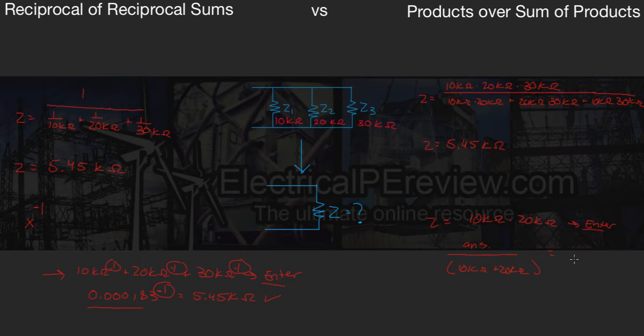And this would give us an answer of, it looks like 6.67 kiloohms. And we're going to do it the other way just to prove it's the same answer. We can say the inverse of 10 kiloohms plus the inverse of 20 kiloohms is going to give us 0.00015, and then we take the inverse of that one more time just by hitting the inverse button on our calculator. Well, that answer is still on display, and we come up with the same answer of 6.67 kiloohms.